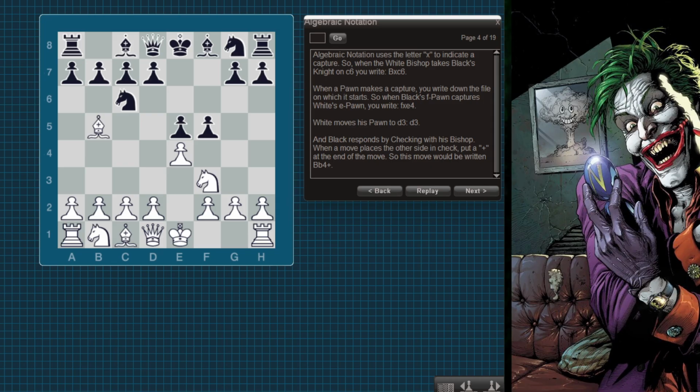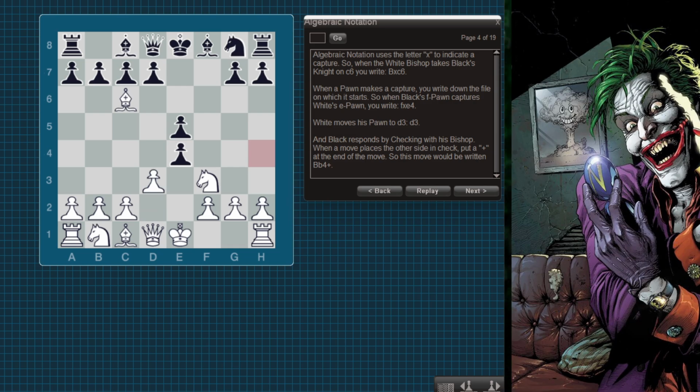Algebraic notation uses the letter X to indicate a capture. So when the white bishop takes black's knight on C6, you write capital B, X, C6. When a pawn makes a capture, you write down the file on which it starts. So when black's F pawn captures white's E pawn, you write F, X, E4.